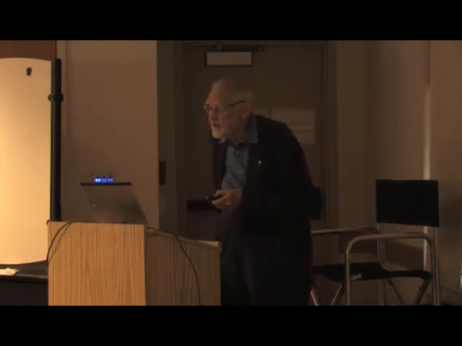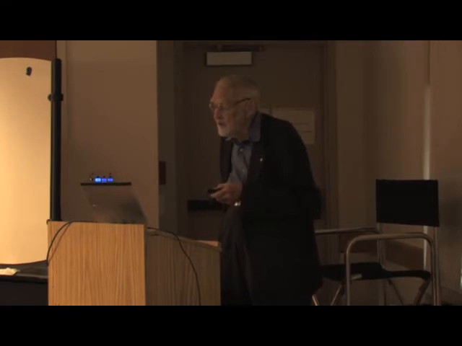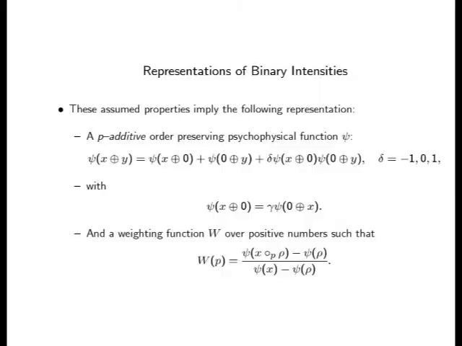And this led to the representation that's shown here, where you have the P additive 1 over the circle plus. You have a constraint on circle plus, it's in the middle equation. And then you have the weighting function on the number P, such that the ratio of the subjective differences is constrained by WP. And that was the representation I arrived at.